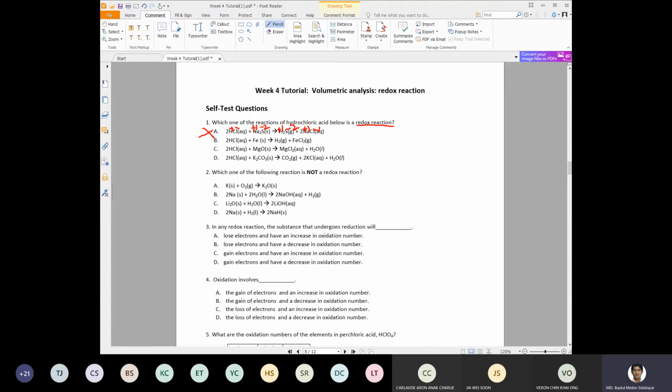From there, we see that in B, hydrogen is positive 1, chloride is negative 1, and iron is 0. Hydrogen was positive 1 and it becomes 0, and iron was 0 and it becomes positive 2. Hydrogen going from positive 1 to 0 means it gained an electron. Since an electron is negative, it neutralizes the positive charge of hydrogen and it becomes hydrogen 0. That is how hydrogen becomes reduced.